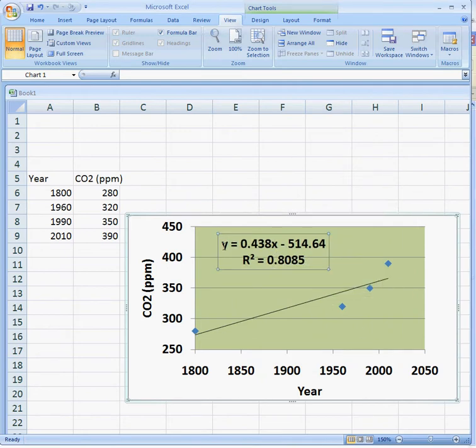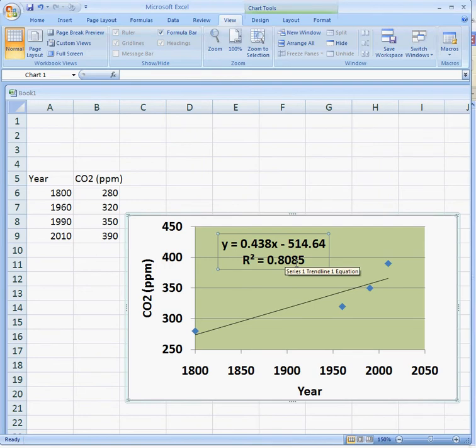And really what this says is that the carbon dioxide concentration, the y value, is equal to 0.438 times the year, and then minus this y-intercept, which isn't very relevant here. And the R-squared value is 0.81, essentially. If there was no hint of a straight line fit, it would be zero, and if it's a perfect straight line fit, it would be 1.0. So this isn't too bad, even though it's not very good at all.